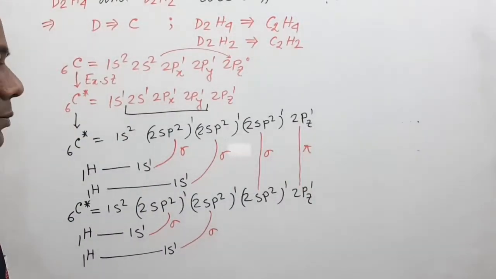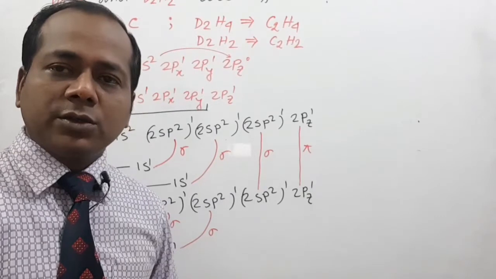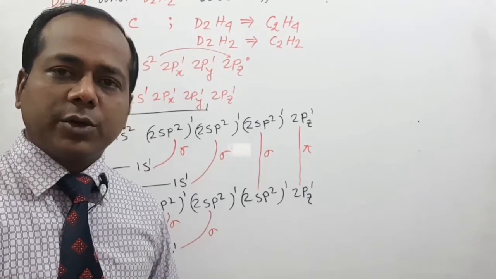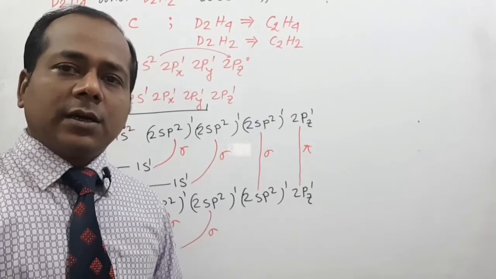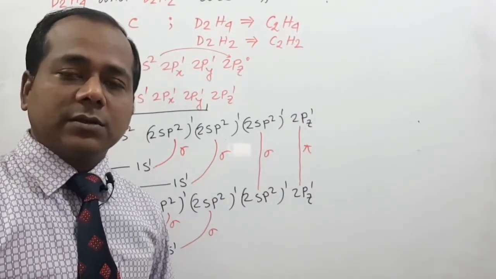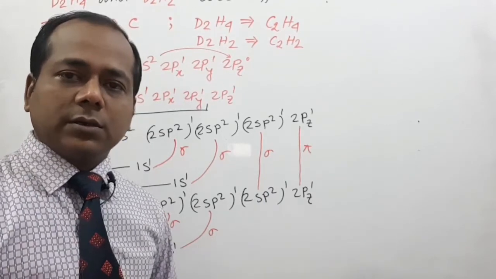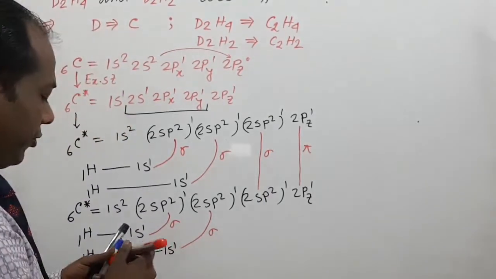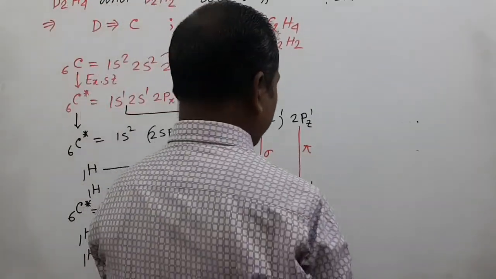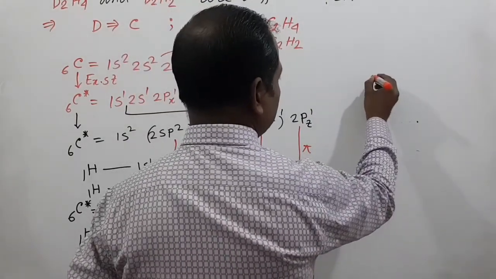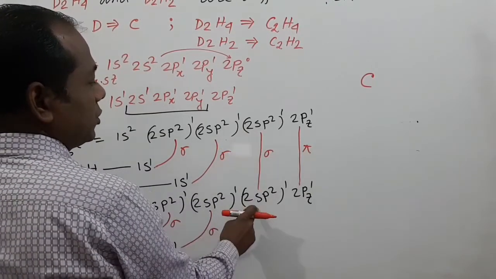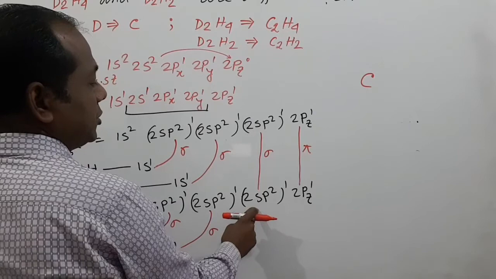We know that when hybrid orbitals overlap, a sigma bond occurs, and when non-hybrid and hybrid orbitals overlap, a sigma bond forms. When non-hybrid orbitals overlap, they form a pi bond. So my dear students, now we write the structure of this ethene. Here this is carbon, one sp2 hybrid orbital of carbon overlaps with another sp2 hybrid orbital of carbon.